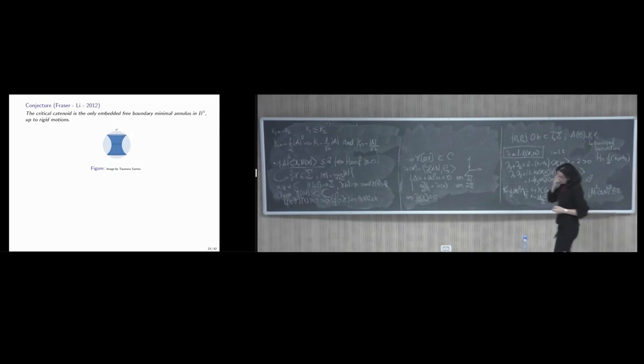Now, when I talk about the critical catenoid, I think it is very important to talk about the critical catenoid conjecture. By Fraser and Li, this conjecture says the critical catenoid is the only embedded free boundary minimal annulus in the ball. And the first question here is whether you can remove the hypothesis. Okay, no, you can't remove this, but what you can.